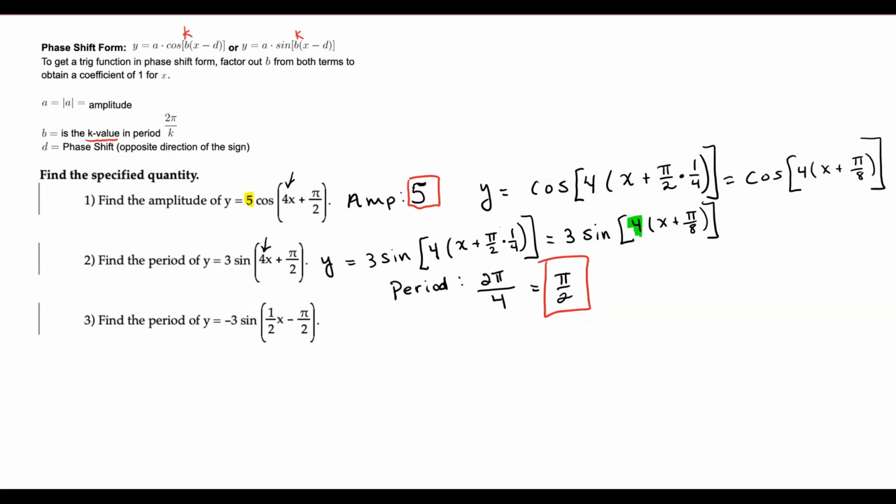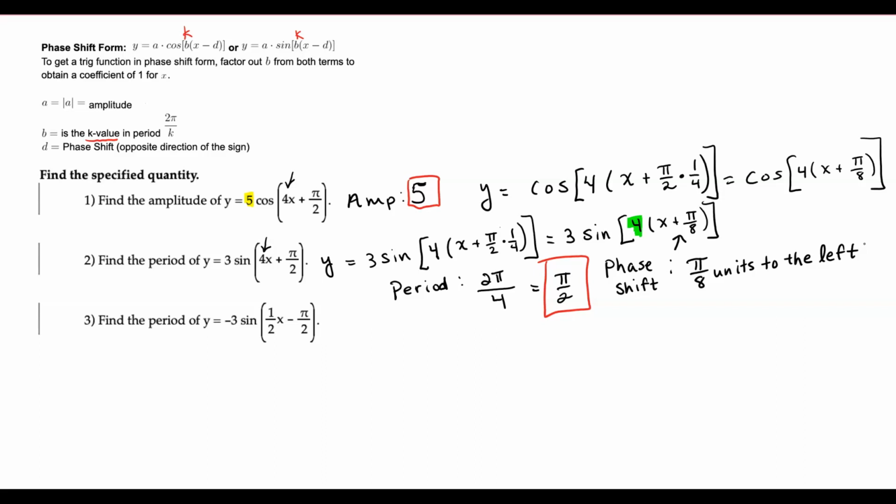Now, if I were to ask you what is the phase shift, that's an additional question. So I'll go ahead and write that in just for the sake of being thorough here. Well, the phase shift is given by this right here. So I'm going to tell you that this graph has actually been shifted pi over 8 units to the left. So it's a horizontal translation. Okay, so if you were to be asked what is the phase shift, it's moved pi over 8 units to the left.